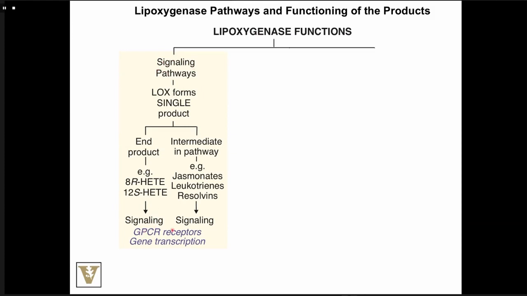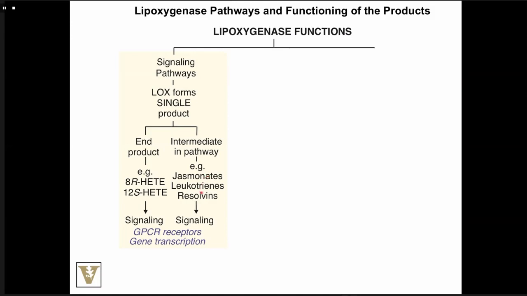So one of the things lipoxygenases are doing is making lipid mediators. So essentially initiating signaling pathways which will end up making mediators that act on G protein coupled receptors or induce gene transcription. If we consider this, usually if you're going to make a mediator, you make one single product, one specific hydroperoxide. That's a characteristic usually of these signaling pathways. And that single fatty acid hydroperoxide after reduction might be the end product of the pathway. And in fact, there are G protein coupled receptors for 8-R HETE and 12-S HETE, as I'm going to illustrate for the 8-R very shortly.